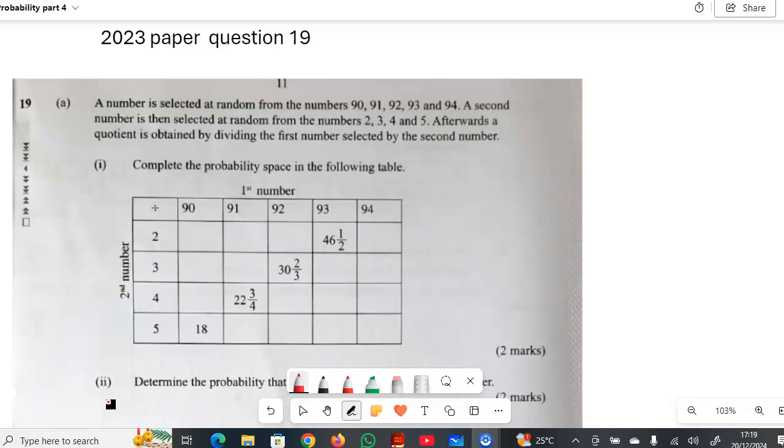You have the first number 90, 91, 92, 93, and 94. Then you have the second number 2, 3, 4, and 5. And we are dividing the first number by the second number and obtaining the quotient. 90 divided by 2 should give us 45. Then 90 divided by 3 should be 30. Then 90 divided by 4 should give us 22.5.